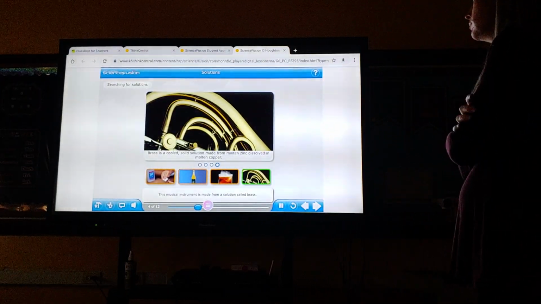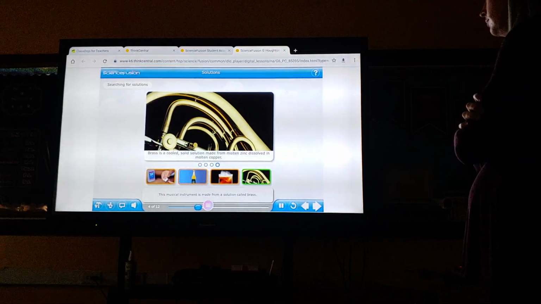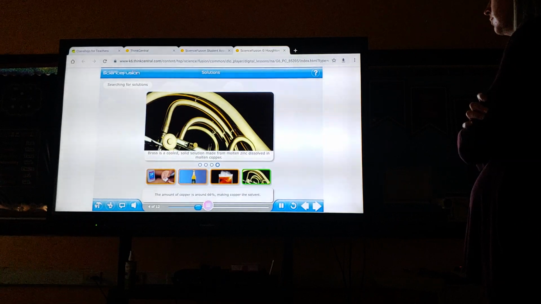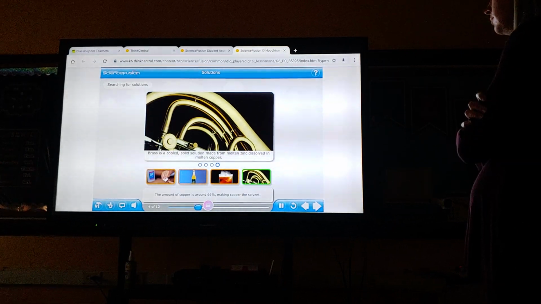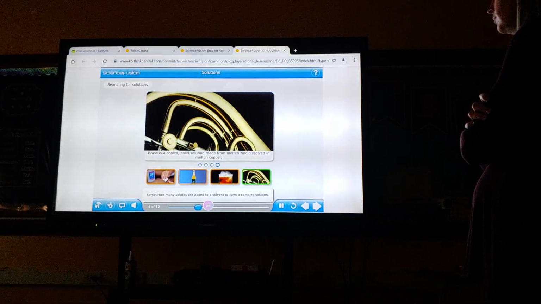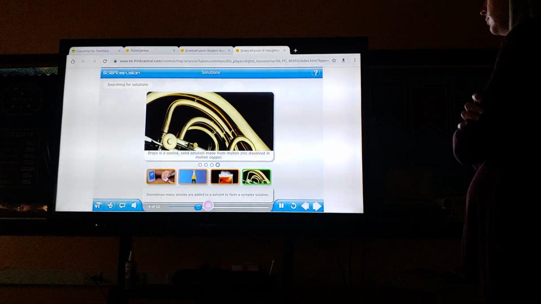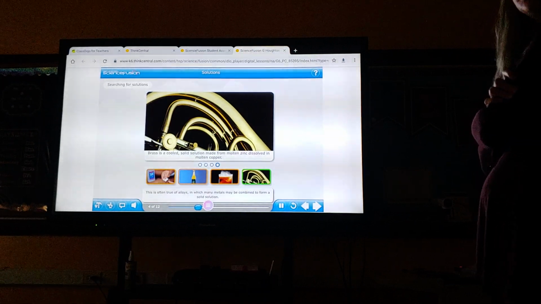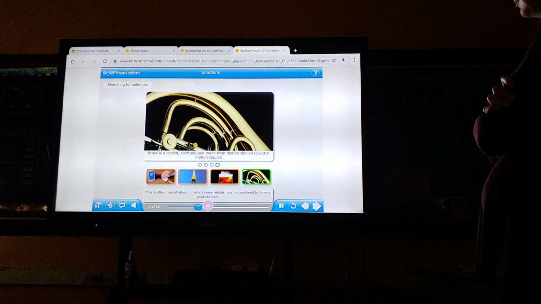This musical instrument is made from a solution called brass. Brass is formed mainly from copper and zinc. The amount of copper is around 66%, making copper the solvent. Sometimes many solutes are added to a solvent to form a complex solution. This is often true of alloys, in which many metals may be combined to form a solid solution.